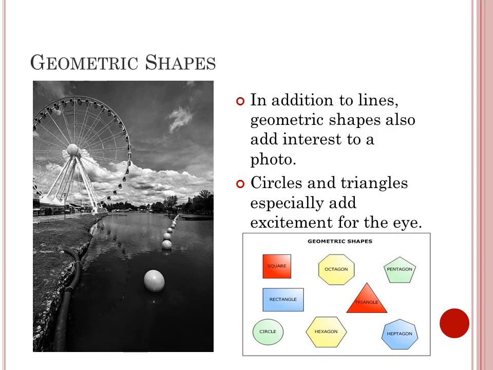Geometric shapes. In addition to lines, geometric shapes also add interest to a photo. Circles and triangles especially add excitement for the eye. As you can see in this example, there are the spheres in the water that lead you to the back of the image. There's also the Ferris wheel, one big circle on the image. Not only are there geometric shapes on this one, but the Ferris wheel also contains a nice variety of lines leading you into that center geometric shape.